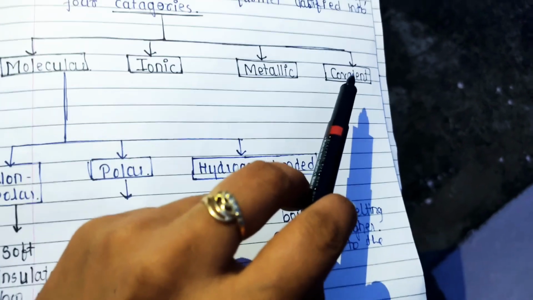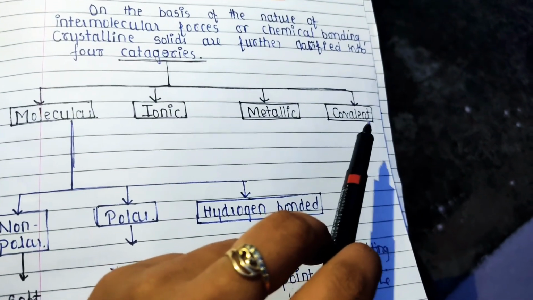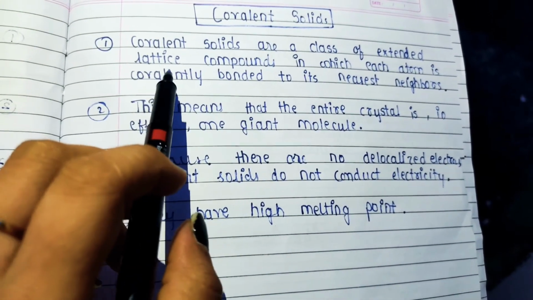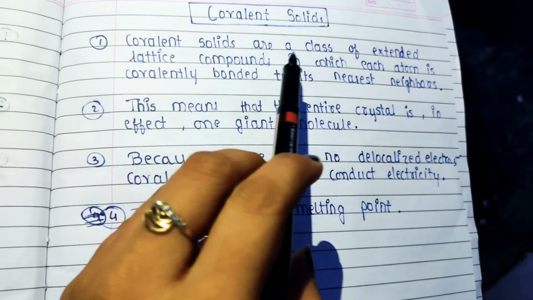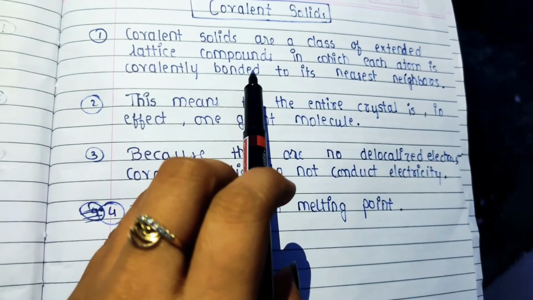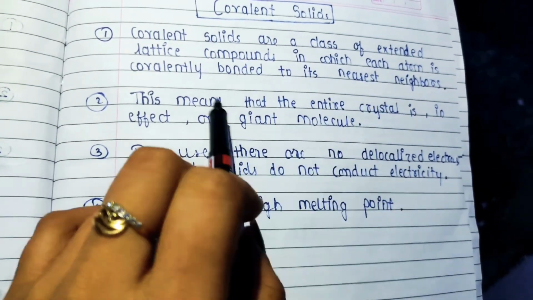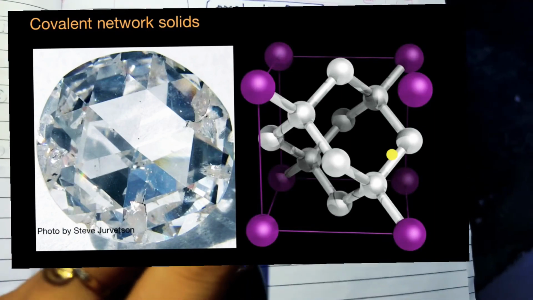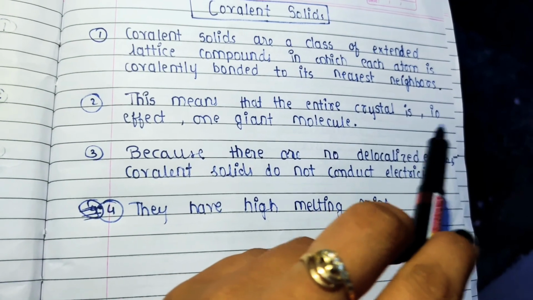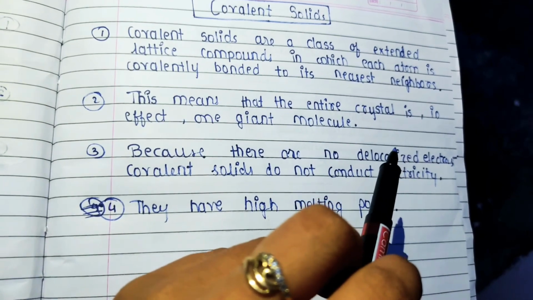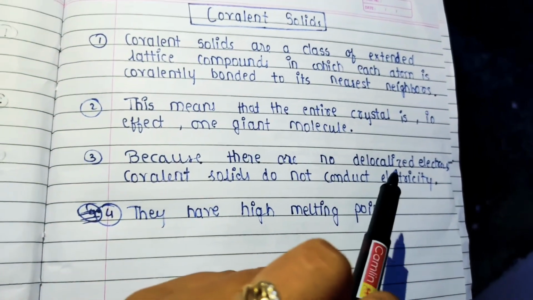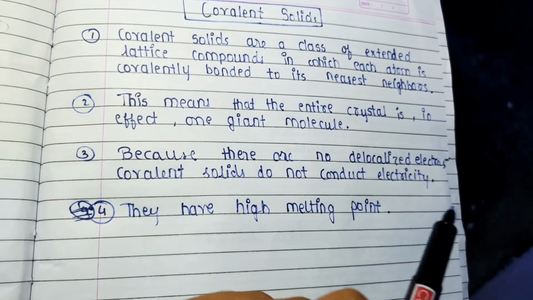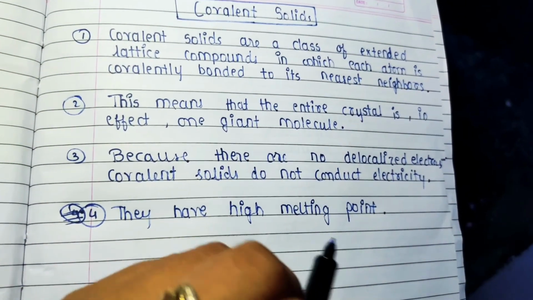Next one is the covalent crystalline solids. So let's see the properties of covalent solid. First, covalent solids are a class of extended lattice compound in which each atom is covalently bonded to its nearest neighbors, as you can see in the picture. This means that the entire crystal is in effect one giant molecule. And because there are no delocalized electrons, covalent solids do not conduct electricity. And last is they have high melting points.